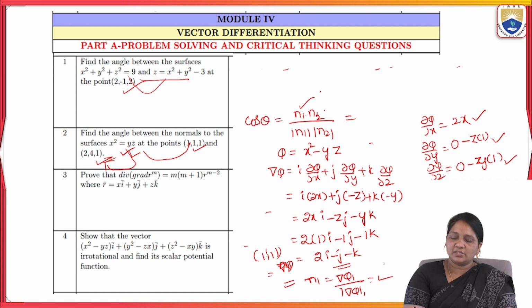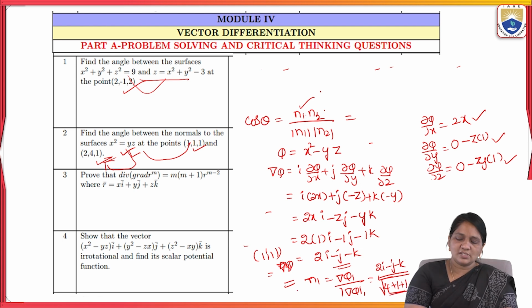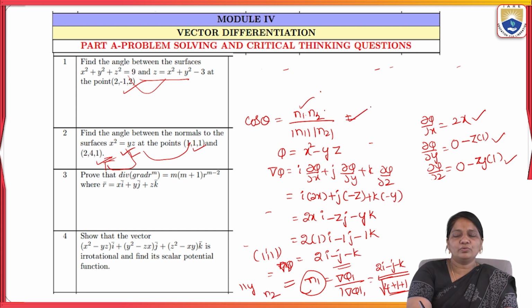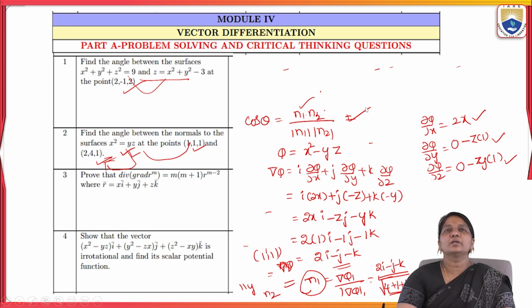So based on this, that is 2i minus j minus k by square root of the coefficient square terms: 2 square is 4, 1 square plus 1 square. So this one is root 6. This is the n1 value. So similarly we can calculate the n2 value. After that we can substitute here in the formula to get the theta value.